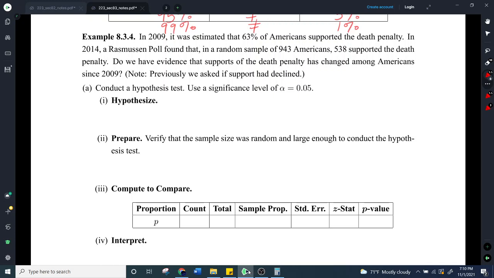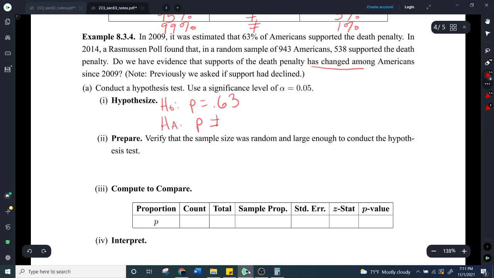Read the question carefully. It's a little different from the one in the previous section because they want to know if support for the death penalty has changed. So let's run through it. Our null hypothesis is that P is still 63%. Our alternative hypothesis is that P does not equal 63%, because it says it has changed. So now this is a two-sided hypothesis test. I'm going to skip the prepare step. We certainly know that this sample is large enough and it was done randomly.